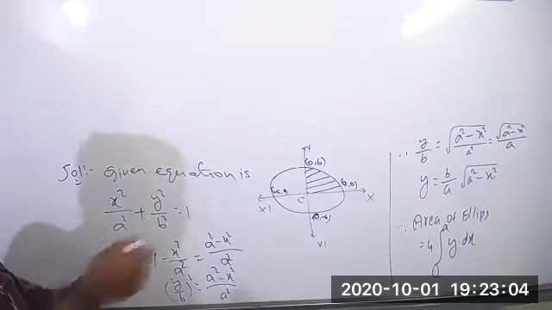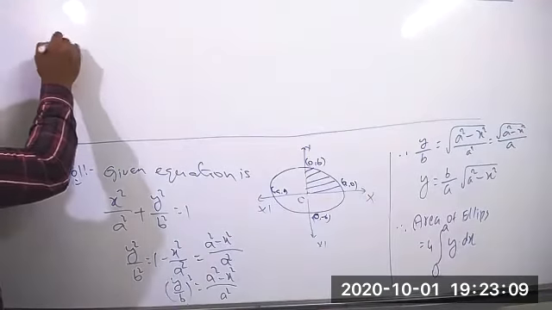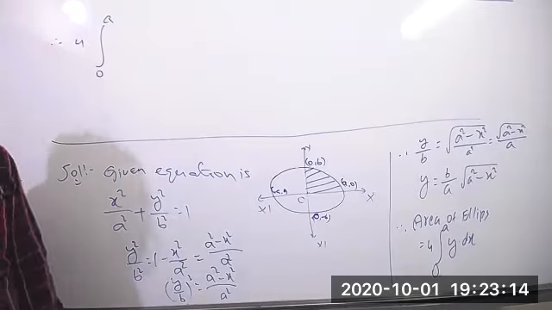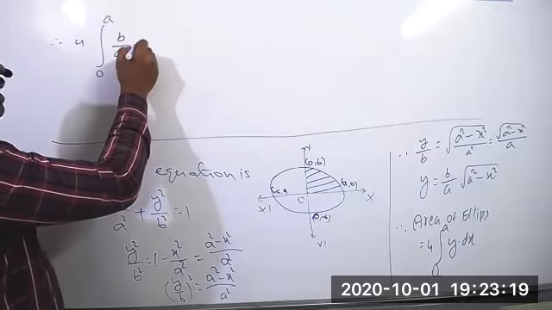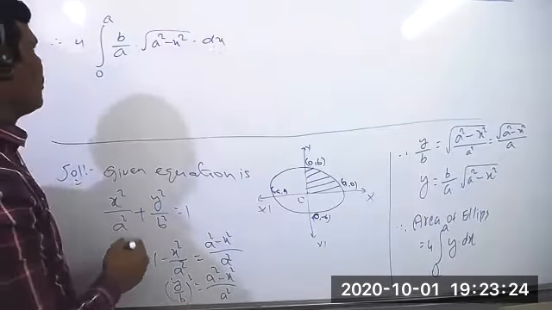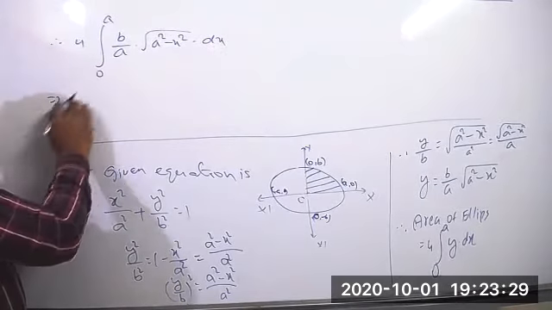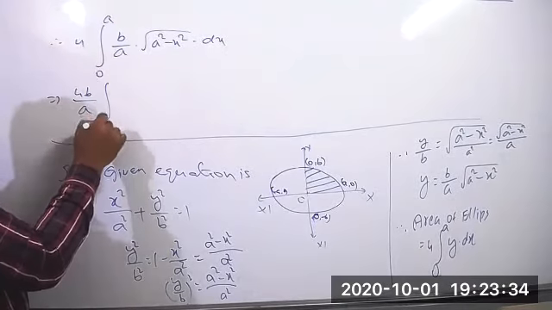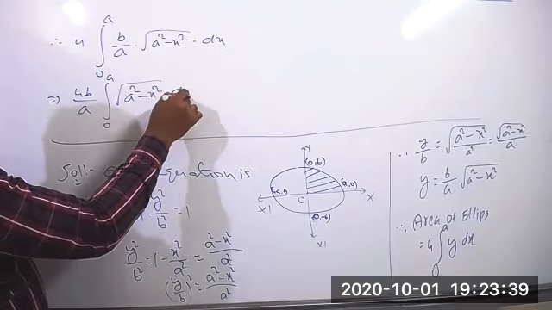You can write the continuation now. Substitute in there. So therefore, 4 into the integration from 0 to a of y, where we now got b by a into root of a square minus x square into dx. The b by a is a constant, so take it outside. So this is 4b by a times the integration from 0 to a of root of a square minus x square into dx.